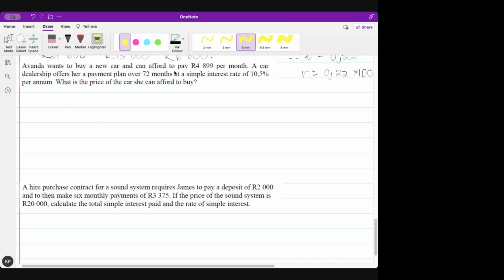And she can afford to pay 4,899 Rand per month. A car dealership offers a payment plan over 72 months at simple interest of 10.5% per annum. What is the price of the car that she can afford to buy?